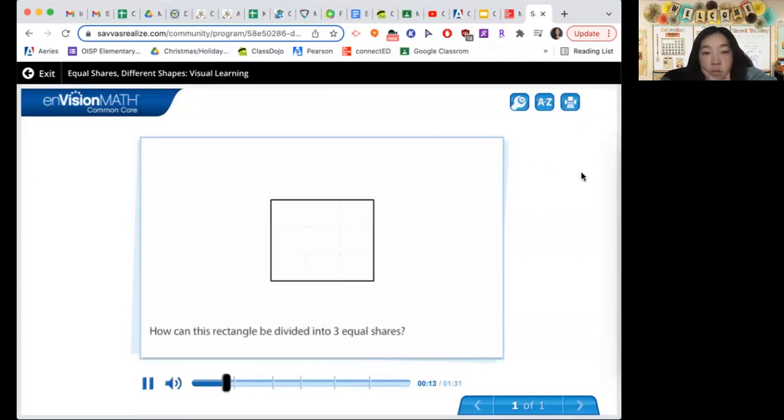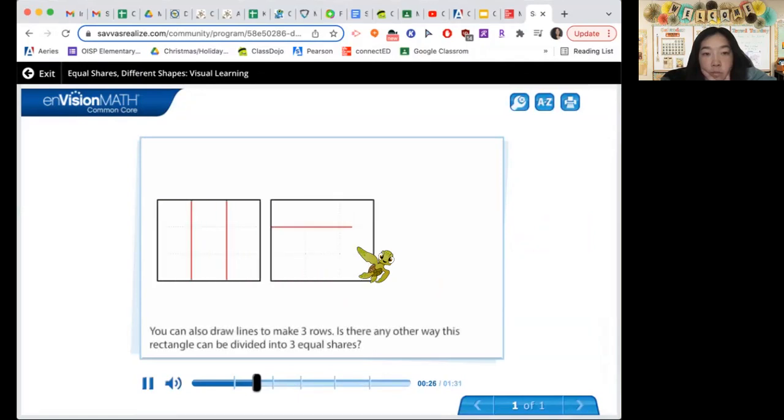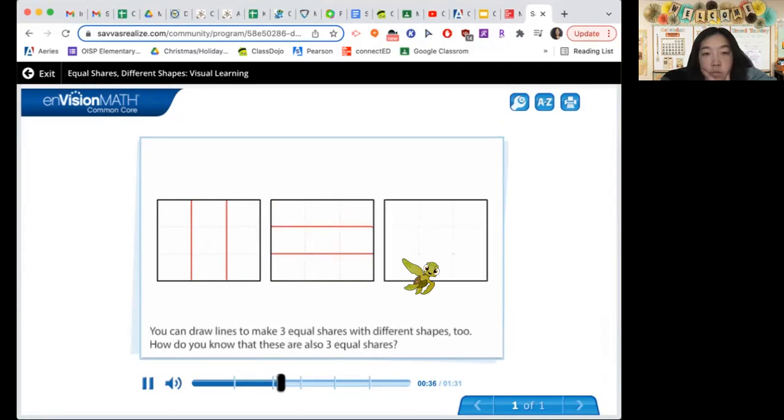How can this rectangle be divided into 3 equal shares? You can draw lines to make 3 columns. You can also draw lines to make 3 rows. Is there any other way this rectangle can be divided into 3 equal shares? You can draw lines to make 3 equal shares with different shapes, too. How do you know that these are also 3 equal shares?